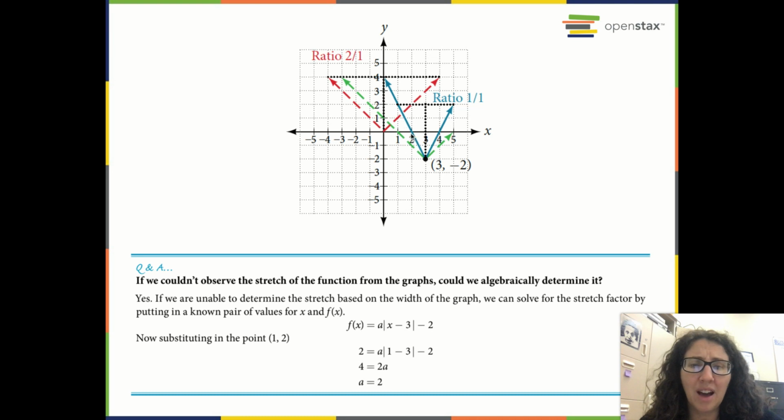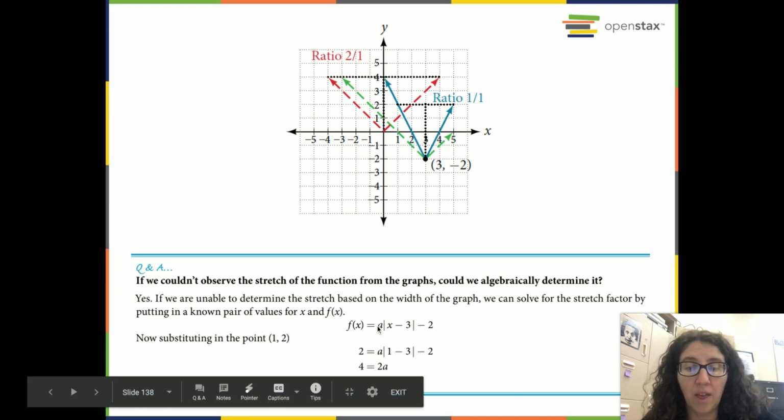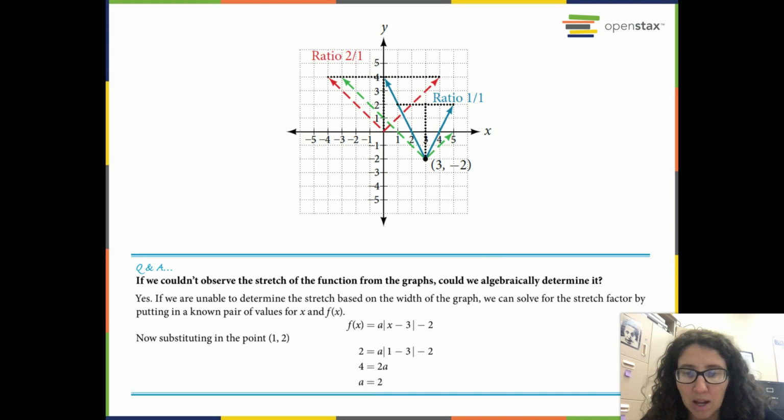So in this case, we have a nice ratio that we can look at to figure out what that vertical stretch or horizontal compression might be. But what if we couldn't do that? What if we were looking at a transformation of a different kind of function and we weren't sure what that vertical stretch would be? So we know that the 3 for the horizontal shift and the 2 for the vertical shift down are pretty straightforward, right? But the question is, what is that a value? What is that vertical stretch out front?